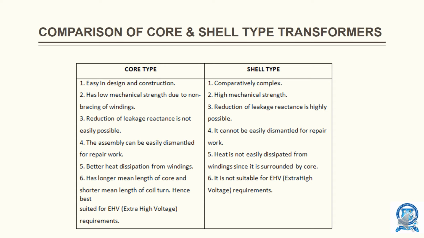In a core type transformer, there is better heat dissipation from the windings. In a shell type transformer, heat is not easily dissipated from the windings since they are surrounded by the core. The core type transformer has a longer mean length of core and shorter mean length of coil turn, but it is the opposite in the case of shell type. The core type is used in extra high voltage systems. It is not suitable for extra high voltage systems, the shell type transformer. So this is the major comparison between the core type and shell type transformer.